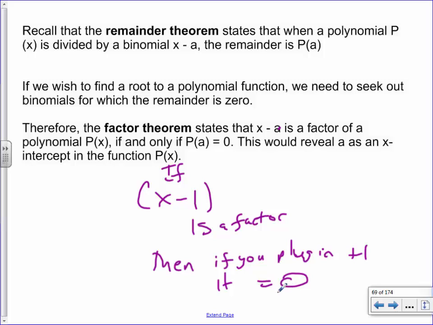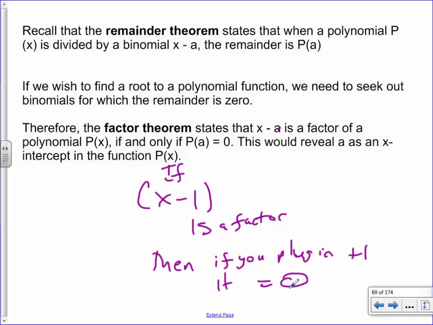Does that make sense? If this thing actually is a binomial, you should be able to get, you know how you're supposed to hopefully get 3 of them in a cubic? And if we're going to do a quartic, are we going to get 4? That makes sense. If this thing's going to be a factor, then plug in the +1, and if it makes it equal 0, then you found your answer.